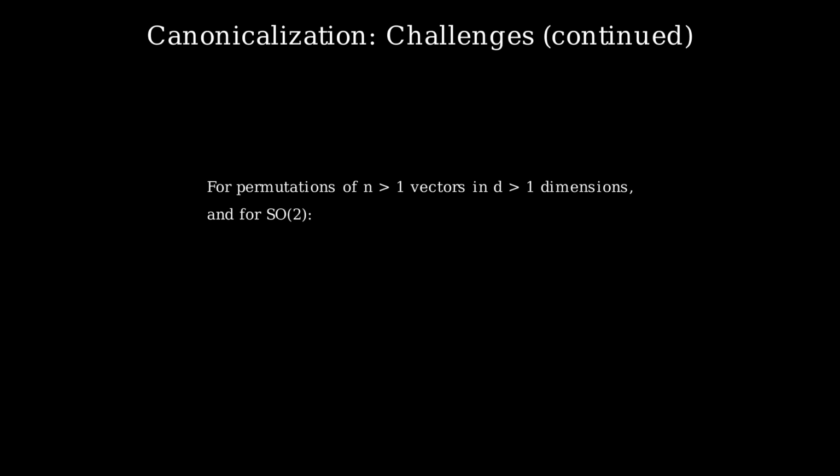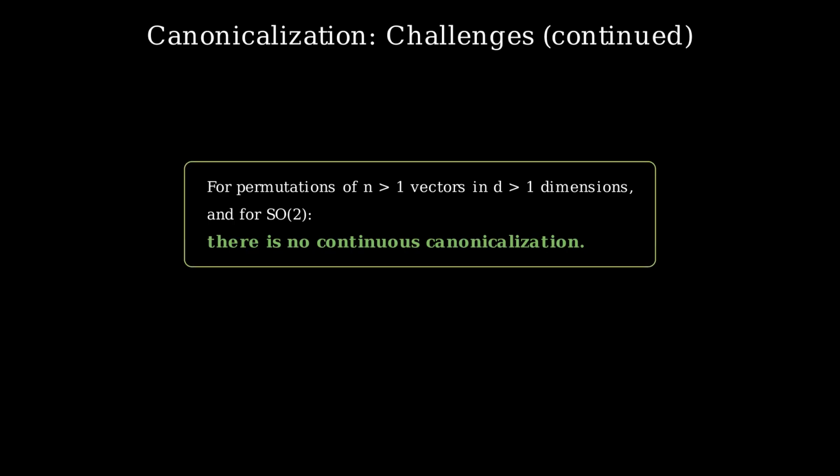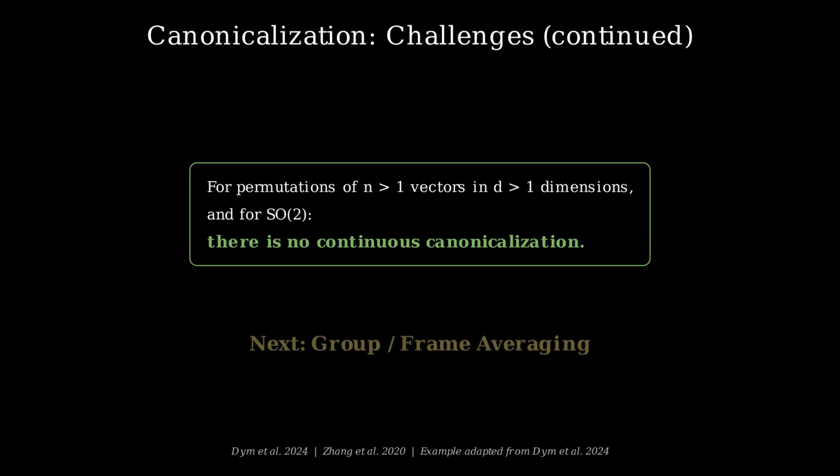No matter how we design the canonicalization, as soon as we have more than one vector in more than one dimension, some pair of close inputs will always map to far apart canonical forms. The same impossibility holds for SO(d), too. This theoretical limit was established by Dym et al. in 2024 and Zhang et al. in 2020. It motivates alternative approaches, particularly group averaging and frame averaging, which we turn to next.